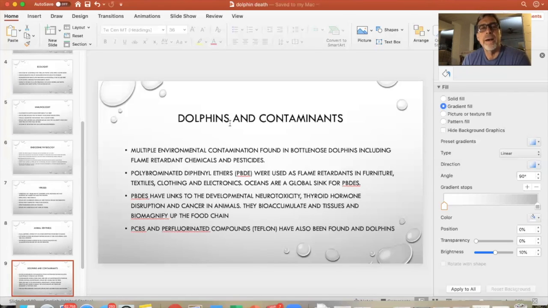lipophilic compound. When you get to chapter 8, in one of my lectures, we talk about lipophilic versus lipophobic chemicals. Ones that like fat are lipophilic. And so these contaminants can then cause neurotoxicity, affecting the brain and the thyroid hormone, and they can cause cancer. So all these things happen.